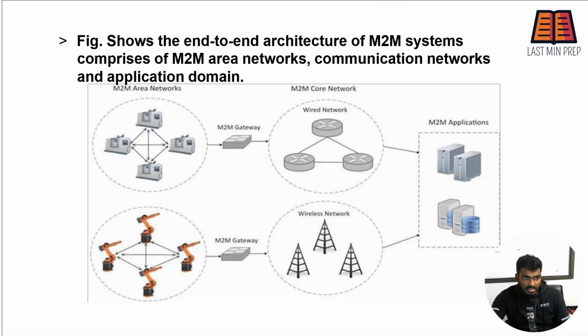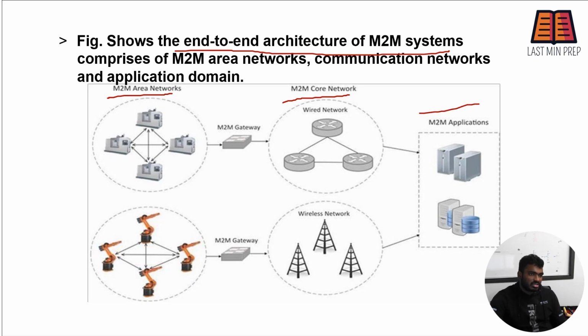This is the end-to-end architecture of these M2M systems. This consists of mainly three parts. One is machine-to-machine area networks, the second is communication networks, and the third is the application domain. So what is the machine-to-machine area network? This is where devices like sensors and machines are connected. For example, your smart home devices like thermostats and cameras form a small network to collect and share information.